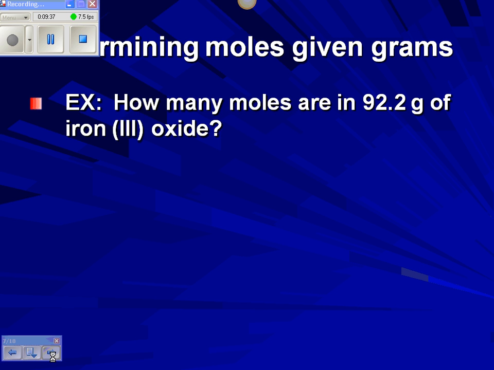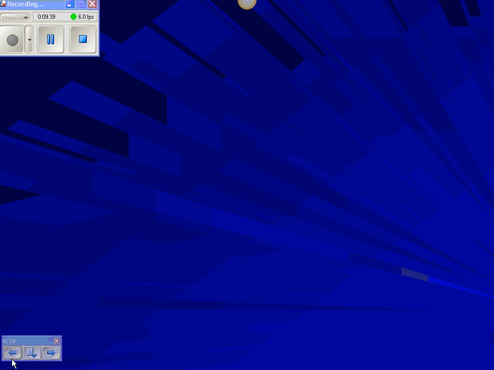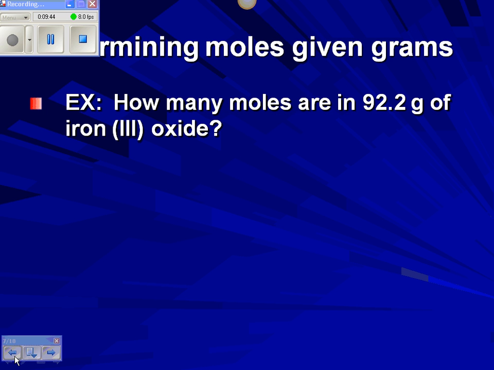Okay, now let's flip it around. I have 92.2 grams of iron(III) oxide. Now we have to remember this means iron has a +3 charge, oxygen has a -2, so I'd write it as Fe2O3.